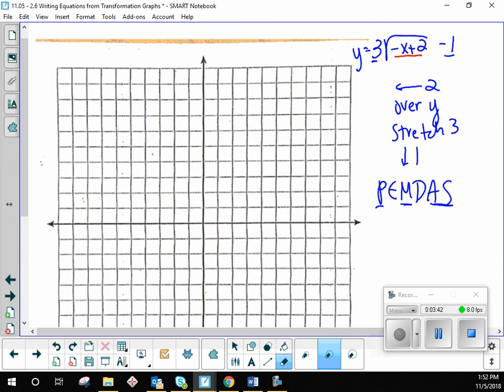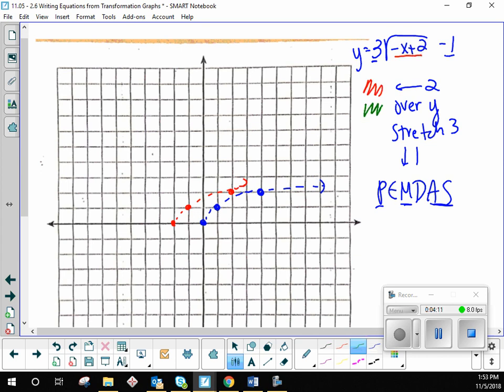So here's how we actually do this transformation. The parent graph is square root. So that's 0, 0, 1, 1, and 4, 2, because 4 is the easiest thing to take the square root of. Right, so I'll do this one transformation at a time. The first one is left 2. That one's easy. Each of those points goes to the left 2 places. And now I'm at the red thing, so I did that in red.